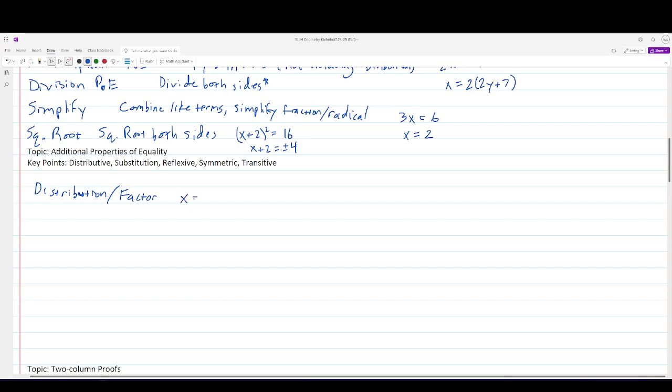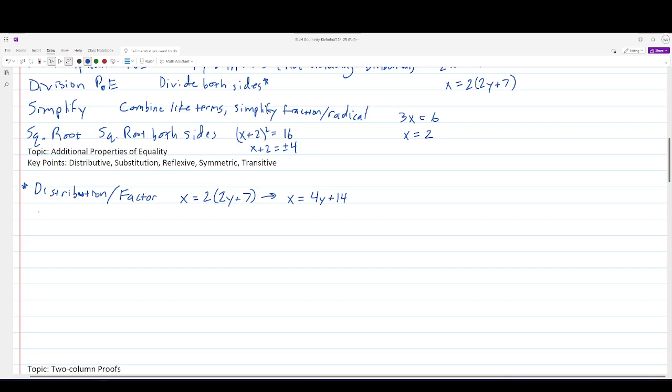So if I had x = 2(2y + 7), then after distribution, my next step would say x = 4y + 14. Like that. So you know what distribution is. This is just the name we give it in our proof to say that we're distributing something. And remember that it is a separate step from multiplying or dividing. It takes two steps to multiply or divide and then to distribute.